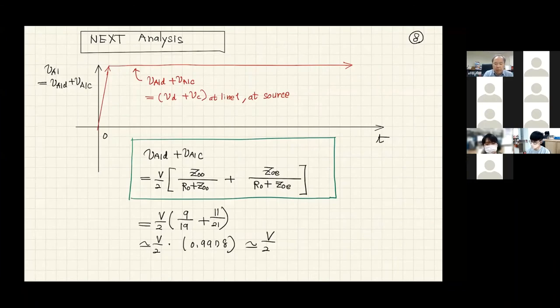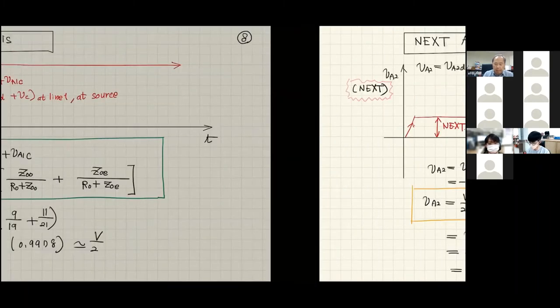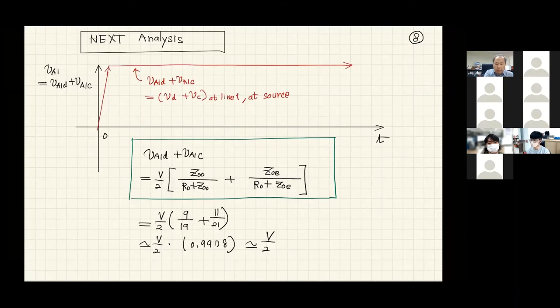In the near end crosstalk, we have two lines, and now we want to obtain the voltage waveform at V1 here. To obtain the voltage waveform here, we have to add common mode and differential mode. And you remember that a differential mode excitation on line one has this waveform. So voltage and this ohmic relationship.